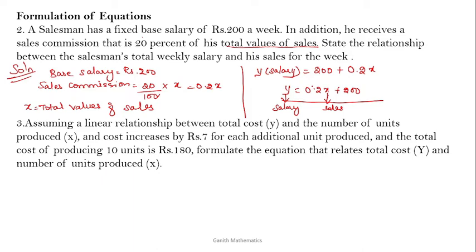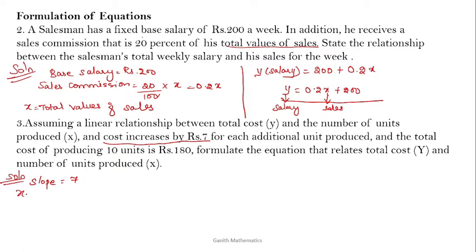Assuming a linear relationship between total cost y and the number of units produced x. So we are going to find some relationship, and they have given that it is linear. Linear means the power of x and y are both 1, and the cost increases by 7. So whenever there is an increment or decrement in the cost, we call that a slope. Okay, solution. They have given that slope is equal to 7 for each additional unit produced, and the total cost of producing 100 units.